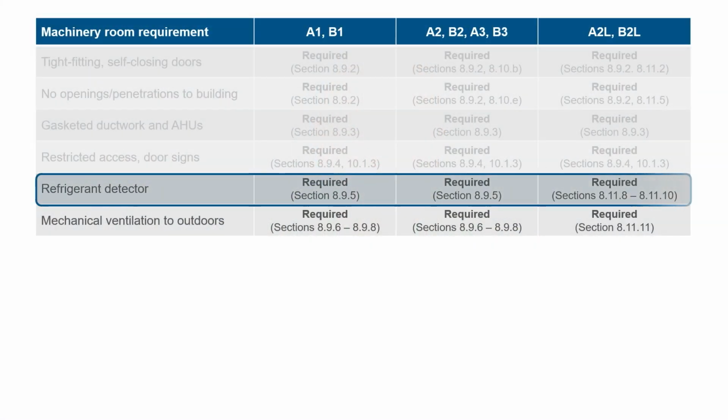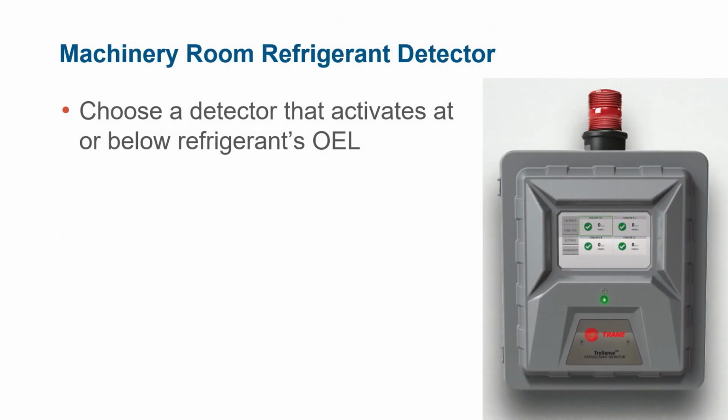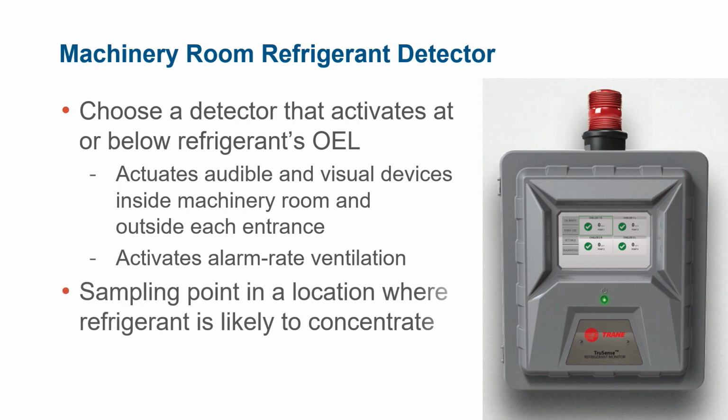For example, every machinery room requires a refrigerant detector to determine if a refrigerant leak occurs, and mechanical ventilation to remove that leaked refrigerant from the room. But the specifics vary. First, you need to choose a detector that's able to measure below the occupational exposure limit, or OEL, of the refrigerant being used. This detector is used to both actuate an alarm and start the alarm rate ventilation. The alarm must use both audible and visual indicators located inside the machinery room and outside each entrance. And the sampling point must be in a location where refrigerant is likely to concentrate.